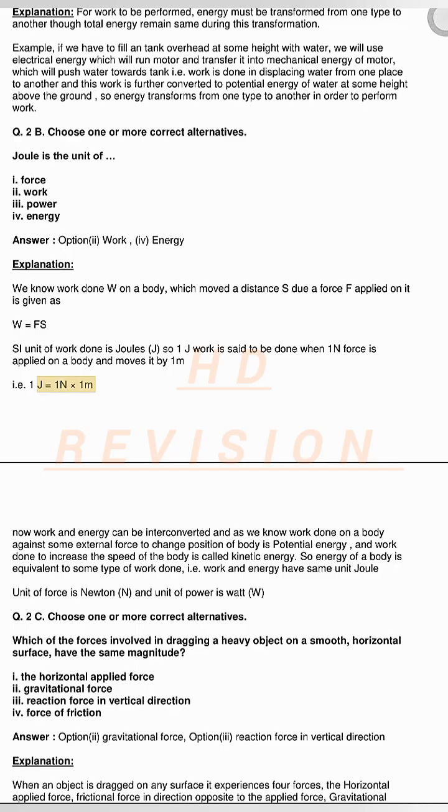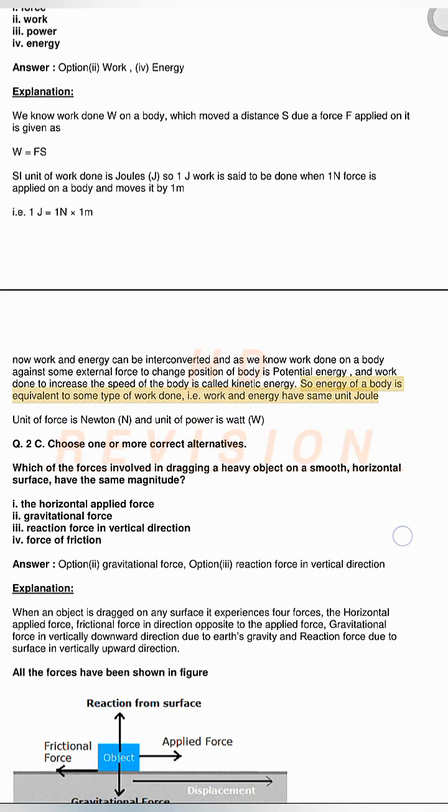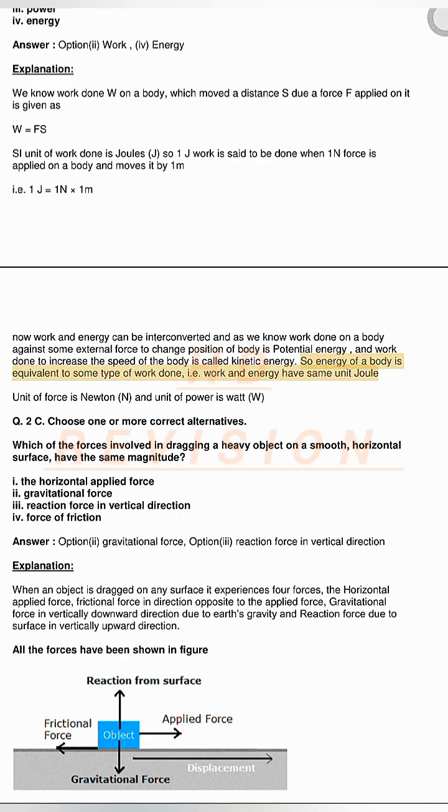Now work and energy can be interconverted, and as we know, work done on a body against some external force to change the position of the body is potential energy, and work done to increase the speed of the body is called kinetic energy. So the energy of a body is equivalent to some type of work done, i.e. work and energy have the same unit, joule. The unit of force is Newton, N, and the unit of power is watt, W.